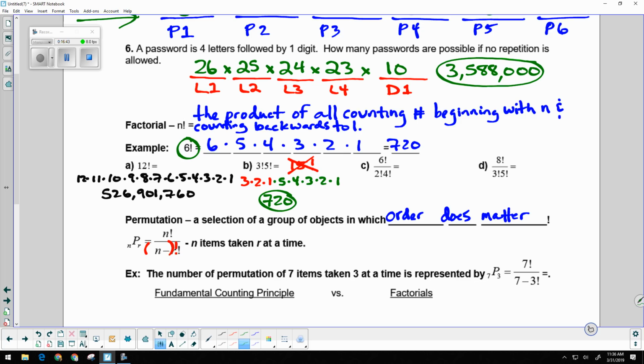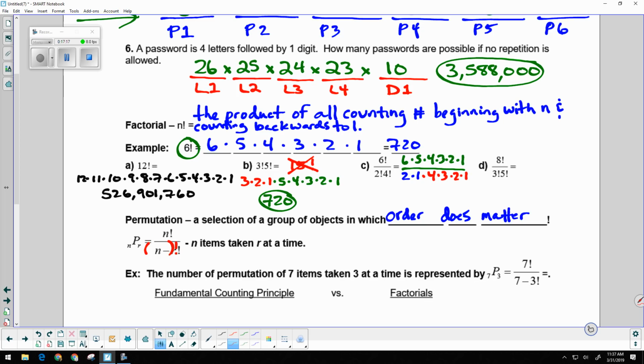All right, so now part C. Here is where we're going to get into canceling some things out. So 6 factorial: 6 times 5 times 4 times 3 times 2 times 1, divided by 2 factorial, which is 2 times 1, and then 4 factorial, which is 4 times 3 times 2 times 1.